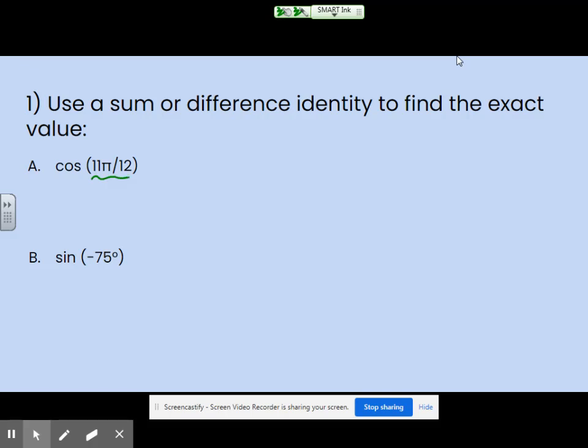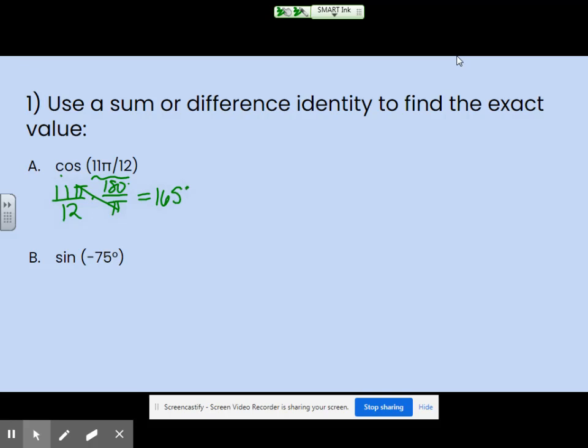If I look at 11 pi over 12, a lot of people don't like radians, and I respect that. So if figuring out what two angles to add or subtract together in order to find the cosine feels a little bit difficult, we can always translate this into degrees by multiplying it by 180 over pi. I know the pi's are going to cancel out, so I have 11 times 180 over 12. I've already done the math for this one. I know it's going to be 165 degrees.